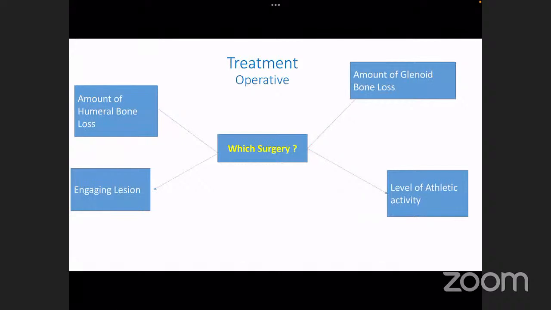So if you want to go for surgery, you have to sit for a moment, plan, and select the patient. See the patient, take the history and physical examination, and consider the level of athletic activity, the amount of glenoid bone loss, the amount of humeral bone loss, Hill-Sachs, and whether it's an off-track or on-track lesion. All these variables are very important and can predict the success or the failure of your surgery. So it's very important to consider these components anytime you plan for a shoulder surgery regarding anterior instability.